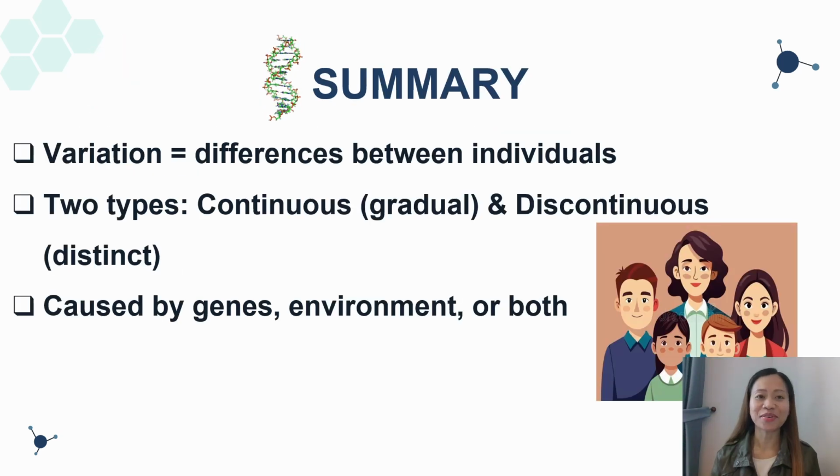Let's review what we've learned today. Variation means the differences between individuals of the same species. There are two types of variation: continuous variation, which means gradual differences, and discontinuous variation, which means clear-cut categories. And variation is caused by genes, the environment, or both.